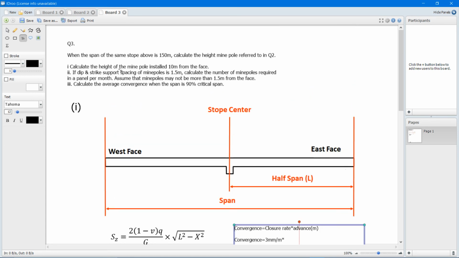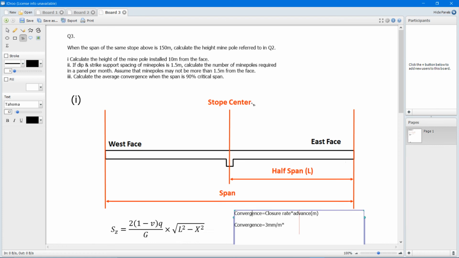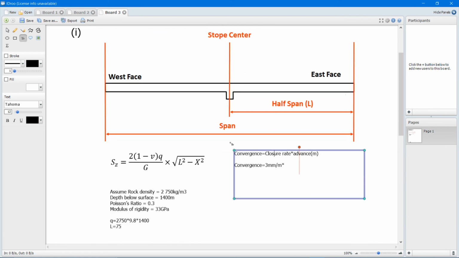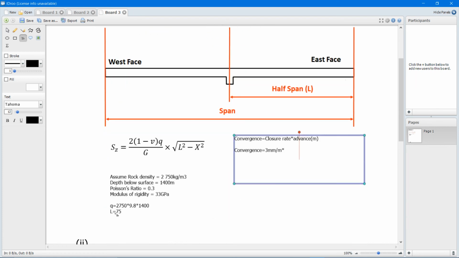How much advance has occurred here? Well, the span of the stope is now 150. However, the half span is 75. So from where the pole initially was, or still is, to where the face now currently is, that is what we're looking for, right?